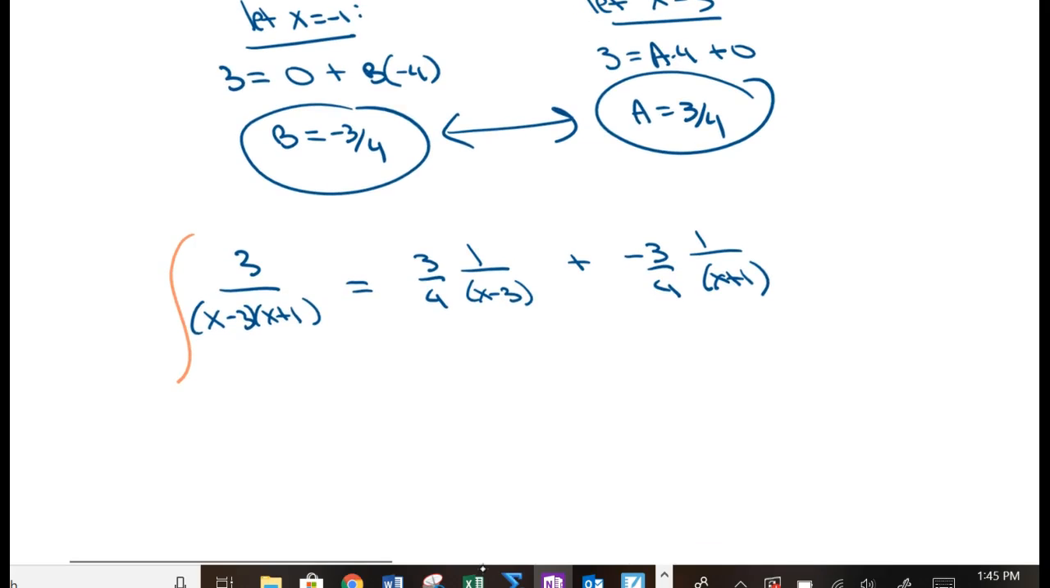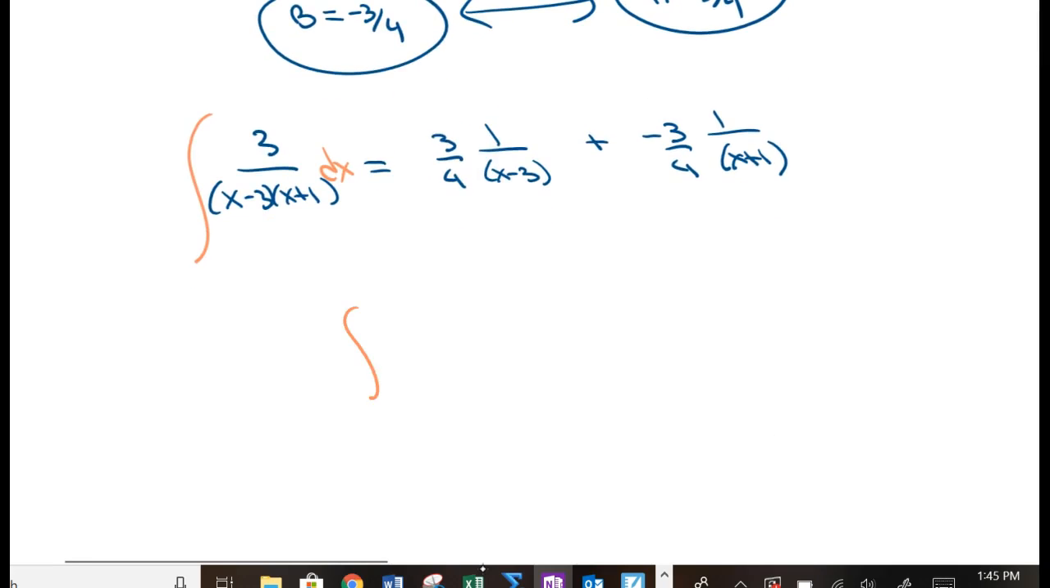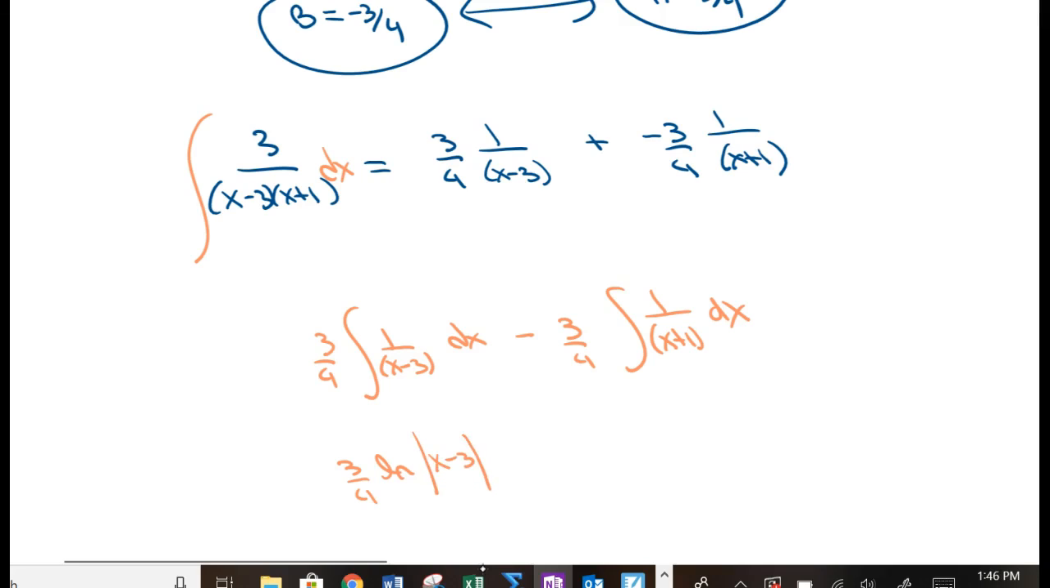Since the task probably is going to be integrating this at some point, I am now going to integrate the right-hand side instead, because the right-hand side is integrable very easily. A simple u sub here, if I let u equals x minus 3, I'm going to get 3/4 the natural log of the absolute value of x minus 3, minus 3/4 natural log of x plus 1. And then, of course, plus c.